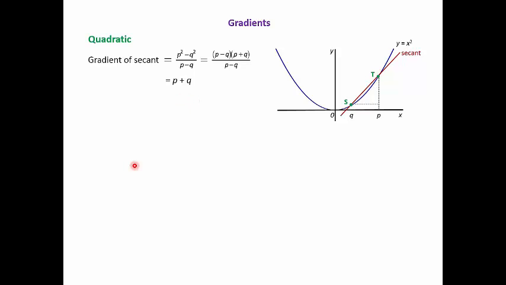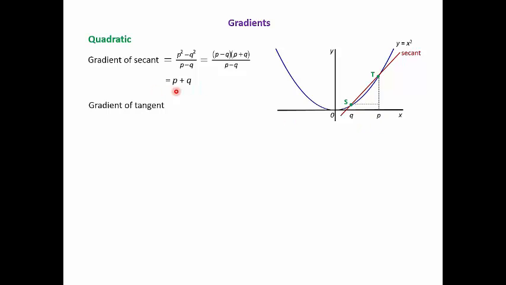Now we're going to go further from here. We're going to work out the gradient of the tangent, because we know that as s approaches and merges into t, the secant becomes the tangent. And so the gradient of the secant will become the gradient of a tangent as s merges into t. But as s merges into t, q will become equal to p. q will get closer and closer to p and finally become equal to p.